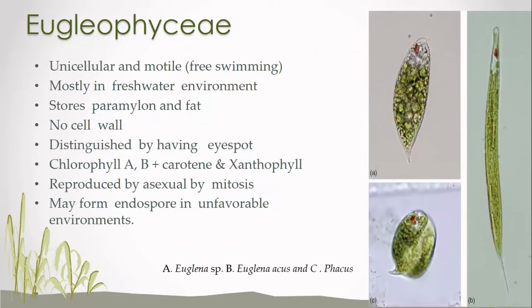Next, we have a type of algae that can be plants, and can also be animals, with animal behavior. And they are swimming. So we have the Euglenophyceae. So unicellular, Euglena is the common name, mostly in freshwater environments. So most of them can be found in rivers, streams, and ponds. It stores paramylon and fat. No cell wall, so they are easily killed. Distinguished by having an eye spot.